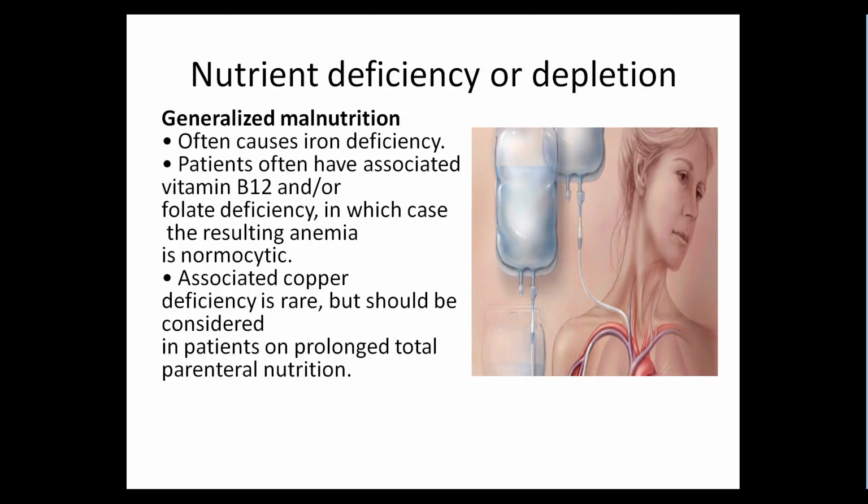Generalized malnutrition often causes iron deficiency. Patients often have associated vitamin B12 and/or folate deficiency, in which case the resulting anemia is normocytic. Associated copper deficiency is rare, but should be considered in patients on prolonged total parenteral nutrition.